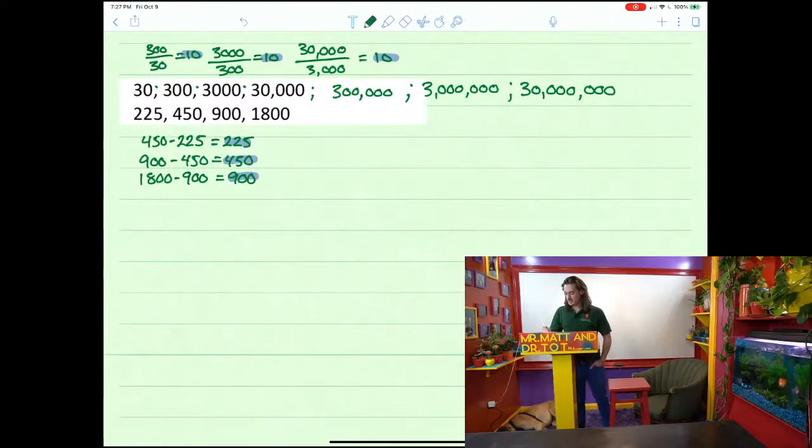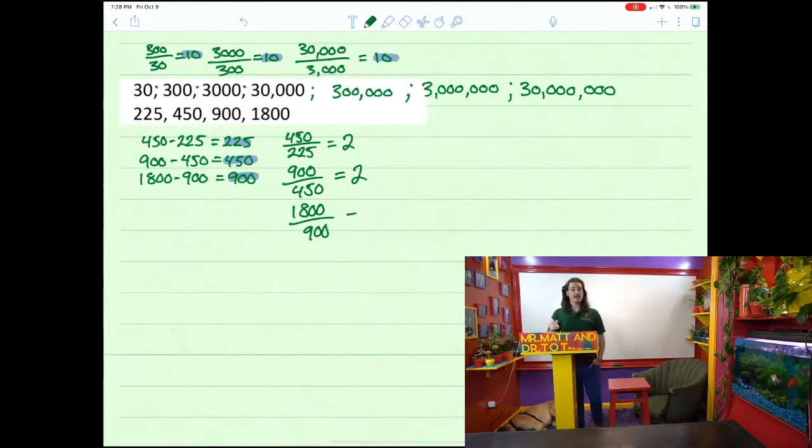450 divided by 225 is 2. 900 divided by 450, the third and the second term divided by each other, is also 2. 1800 divided by 900 is 2. So now we have a common multiple, so we know that each term is twice as large as the preceding term. So the next term could be 1800 times 2, which is going to be 3600.